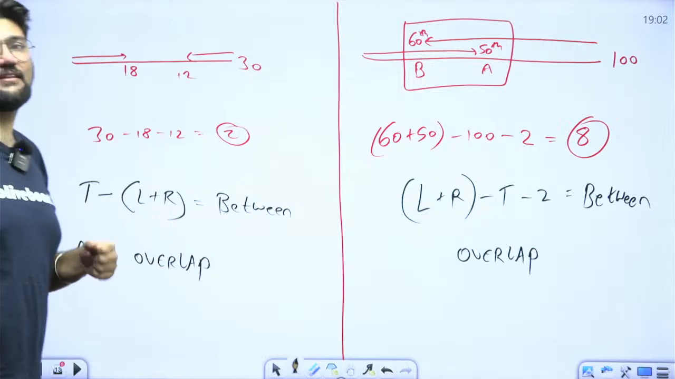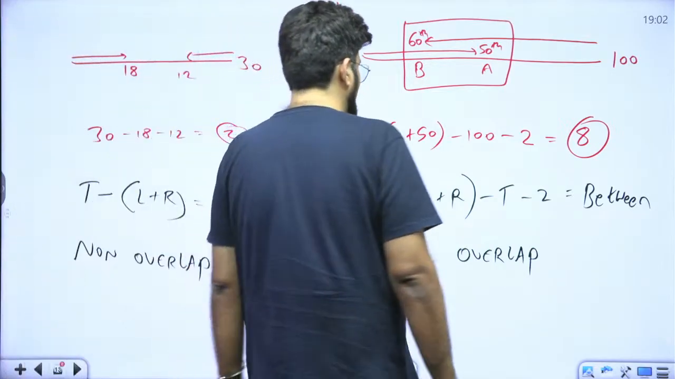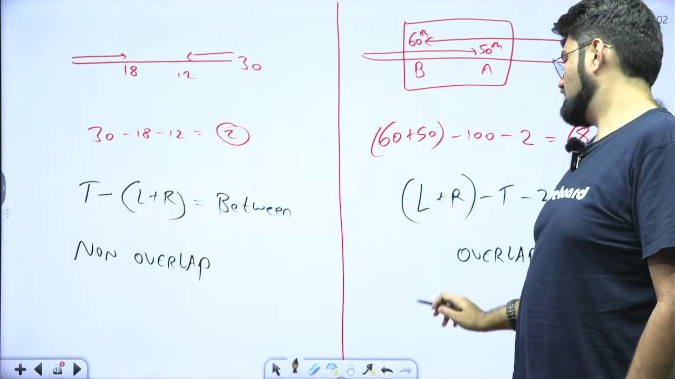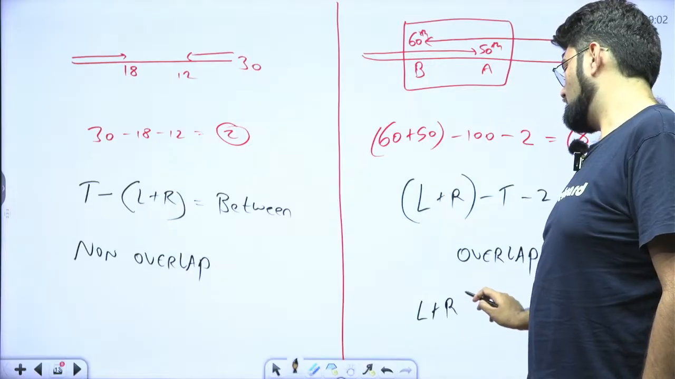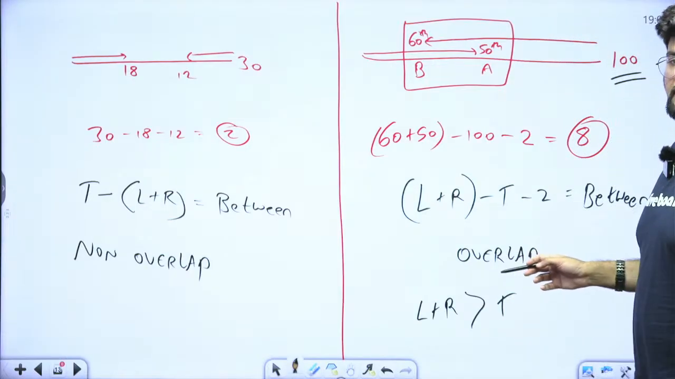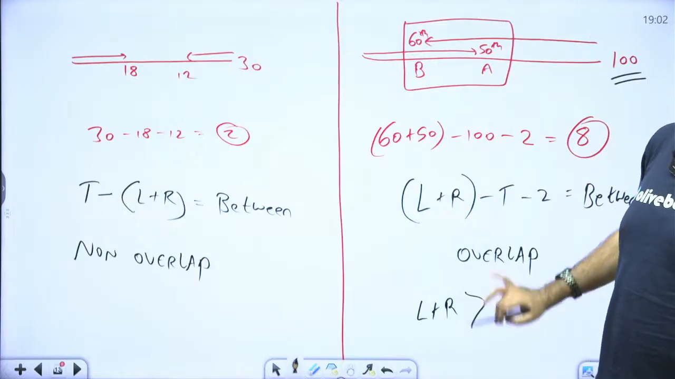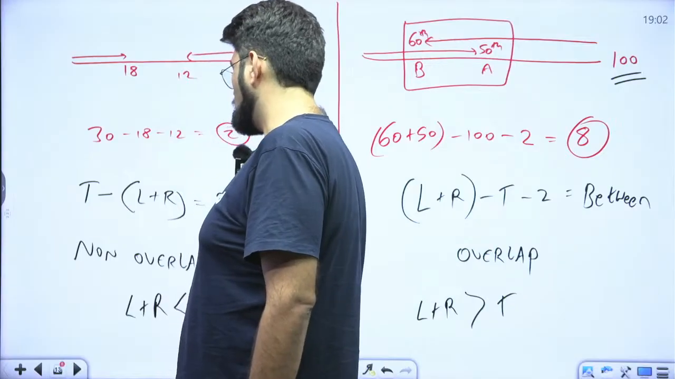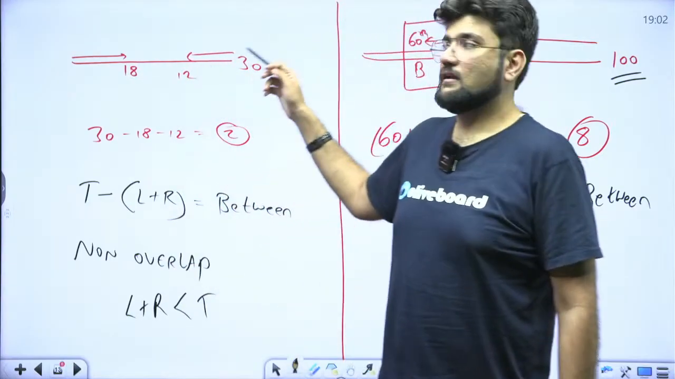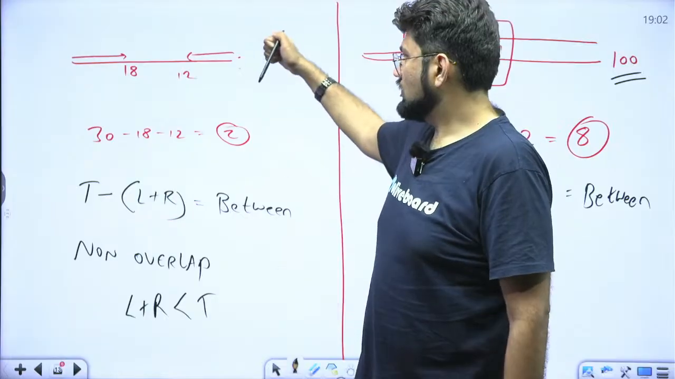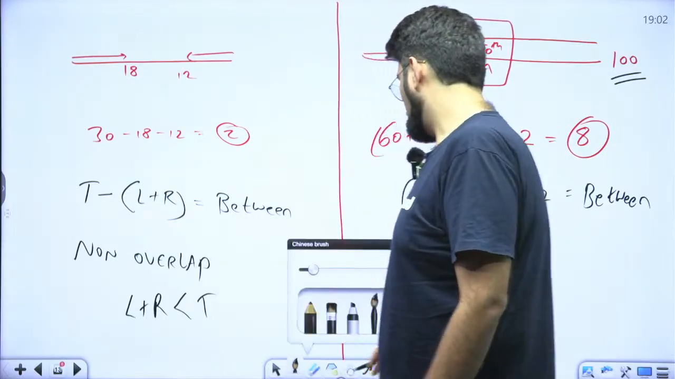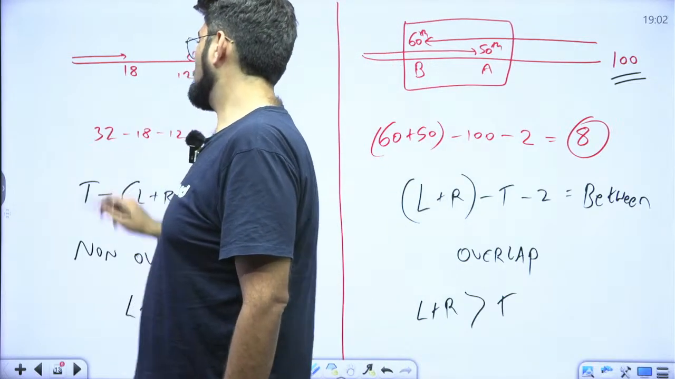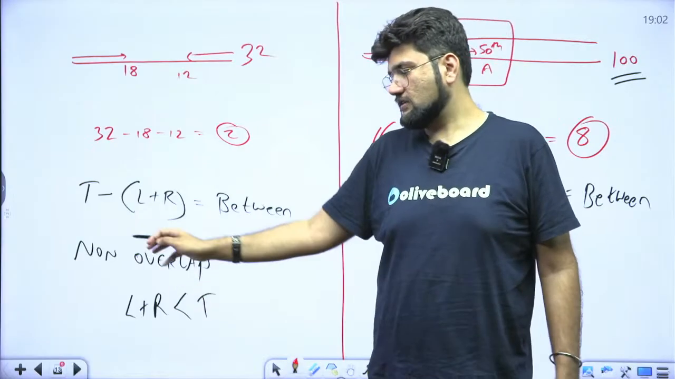But how do I know whether this is overlap or non-overlap? The idea lies in the fact that if I'm looking at the total and the sum of the two ranks, if the sum of the two ranks is greater than the total, it will always be an overlap case. 60 plus 50 is 110, which is greater than 100, so overlap case. But if the sum of the two ranks is less than the total, it will be a non-overlap case. 18 plus 12 is 30, less than 32, hence it is non-overlap.